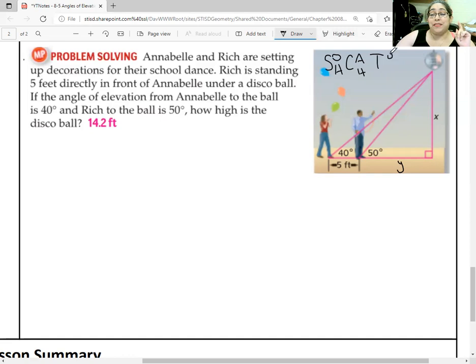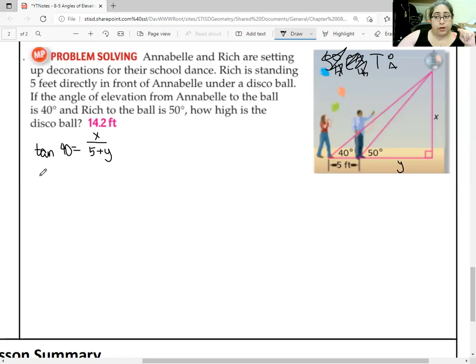I don't have any information about the hypotenuse, so I'm going to throw away both the sine function and the cosine function, leaving me with the tangent of the opposite over adjacent. All right, I'm going to write the tangent function from Annabelle's point of view. That is, the tangent of 40 degrees is equal to the opposite, which is x, divided by the adjacent, that is the 5 feet that she is further away from under the disco ball than Rich is, which is y. All right, there's one equation.